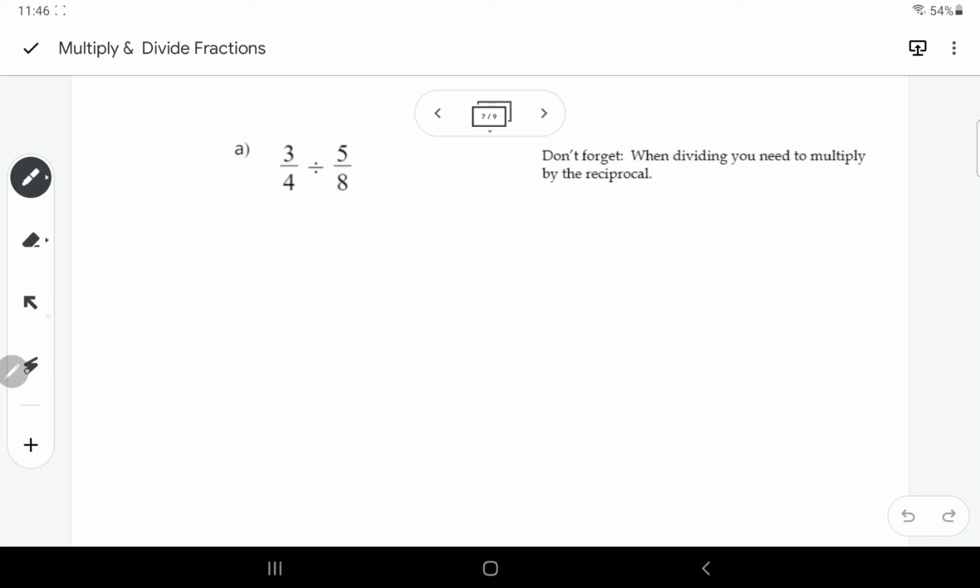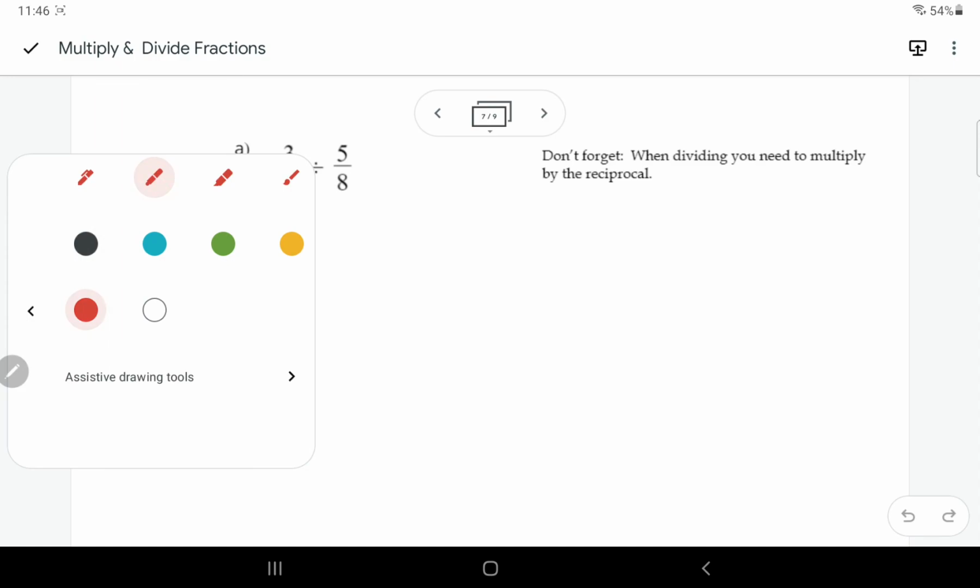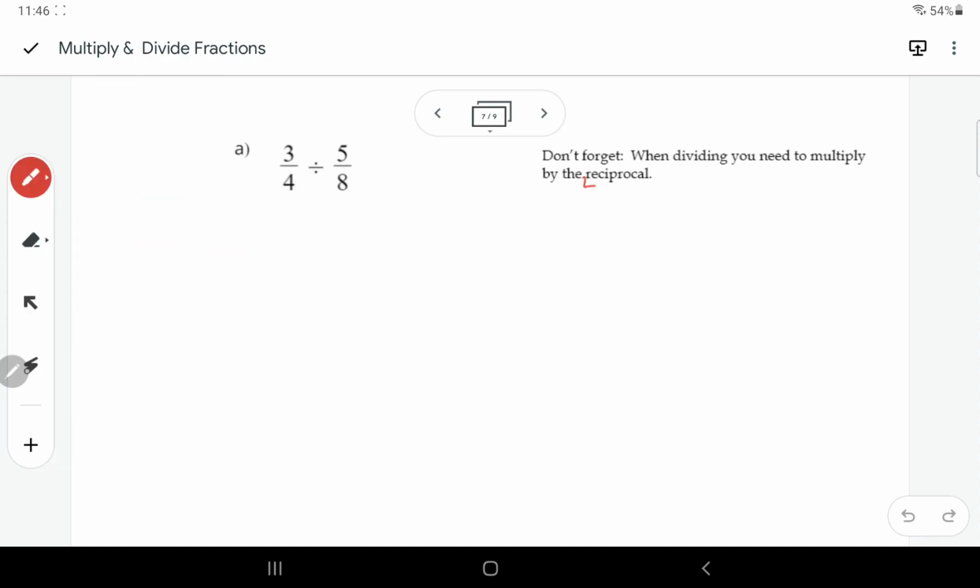And what you likely saw in grade 7 and 8 about dividing fractions is that when you're dividing fractions, you're going to need to multiply by the reciprocal. And reciprocal is just kind of a fancy math word for flipping the second fraction. So when we're dividing, we never actually do division. We just change it around.